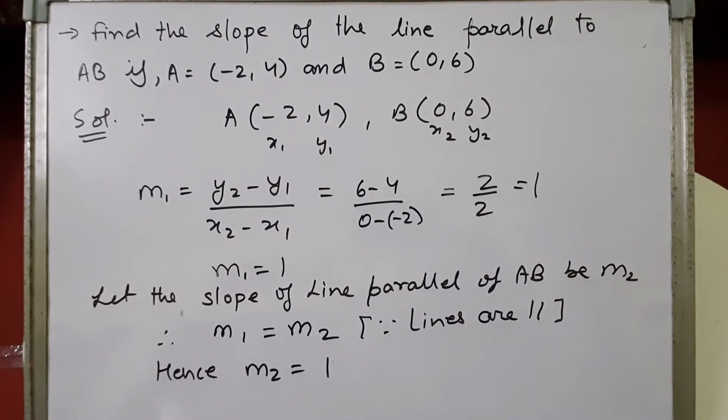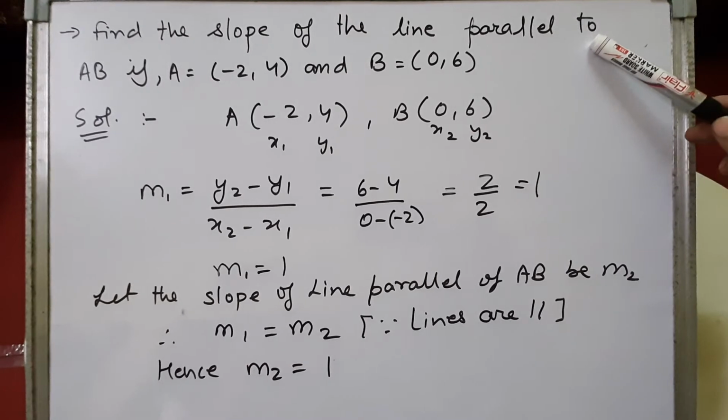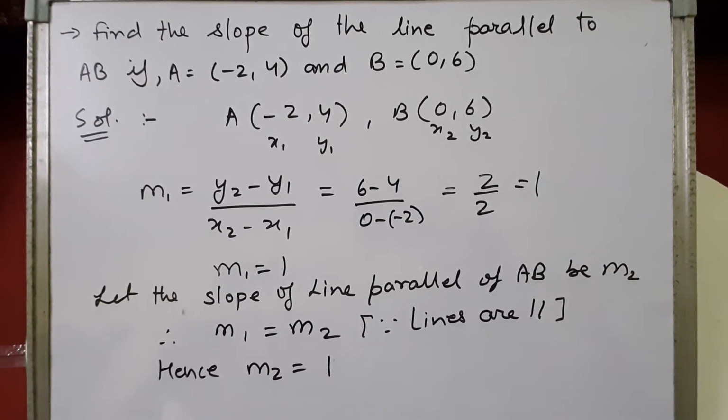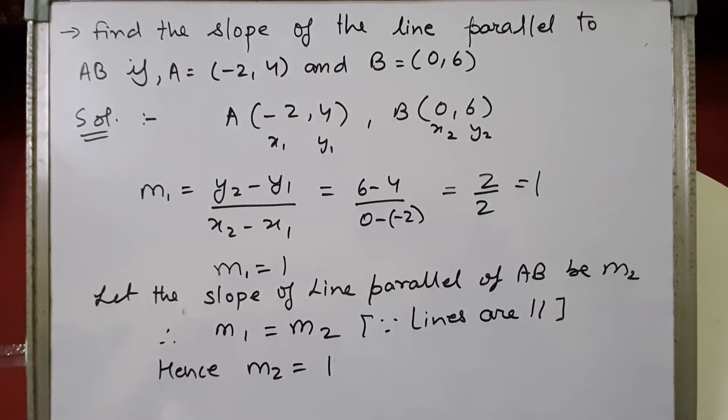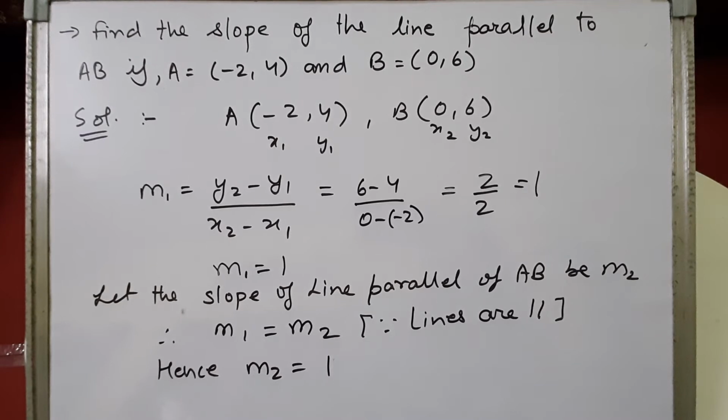Let's see a few more sums, children. Now in this sum it is given: find the slope of the line parallel to AB if A equals minus 2, 4 and B equals 0, 6. That means we have to calculate the slope of the line which is parallel to AB, right? Now let's calculate the slope of AB first.